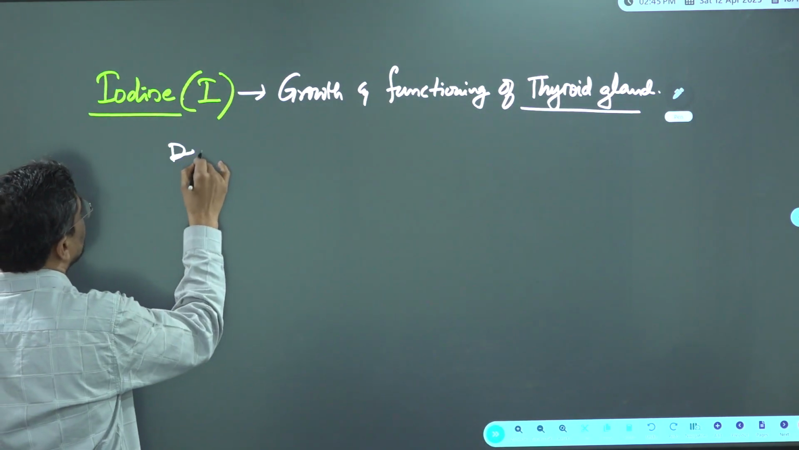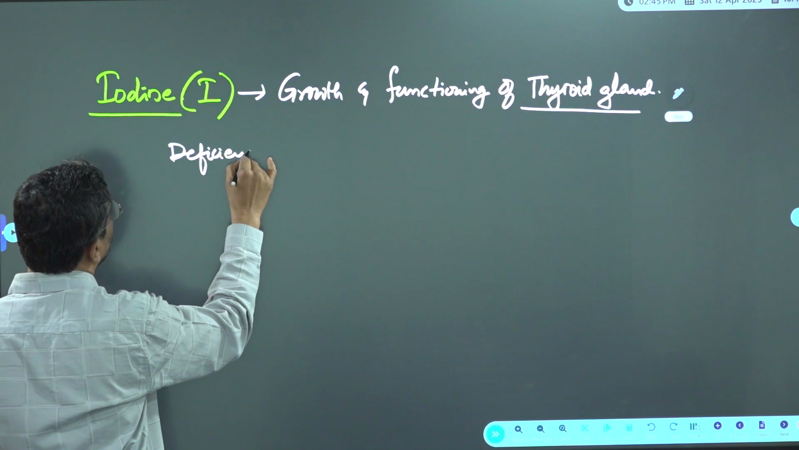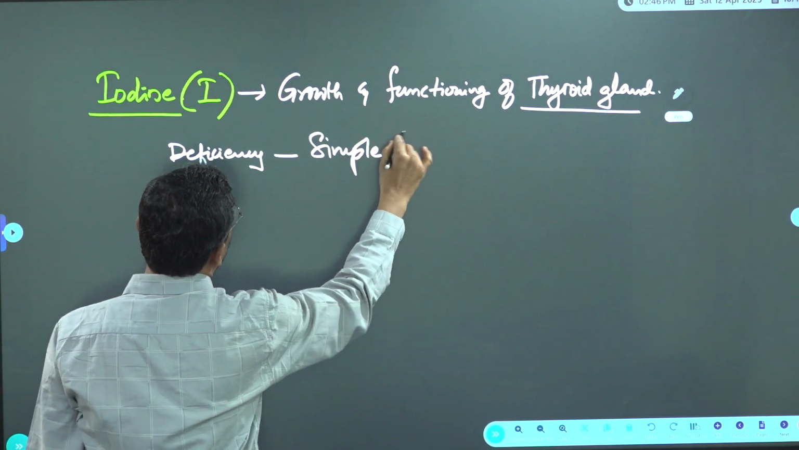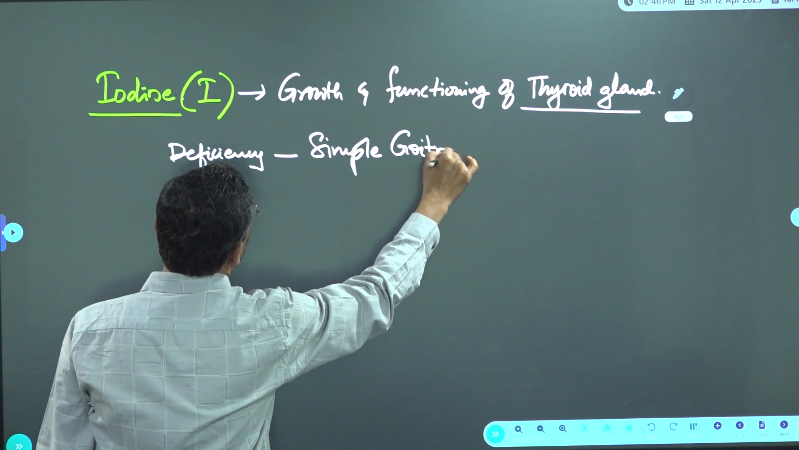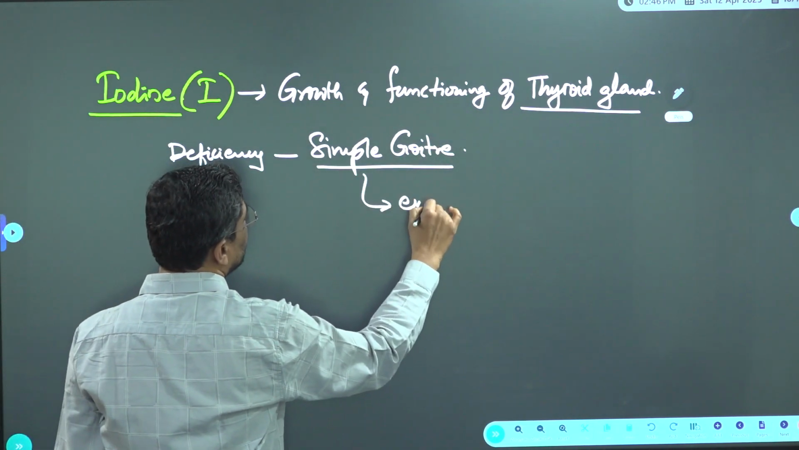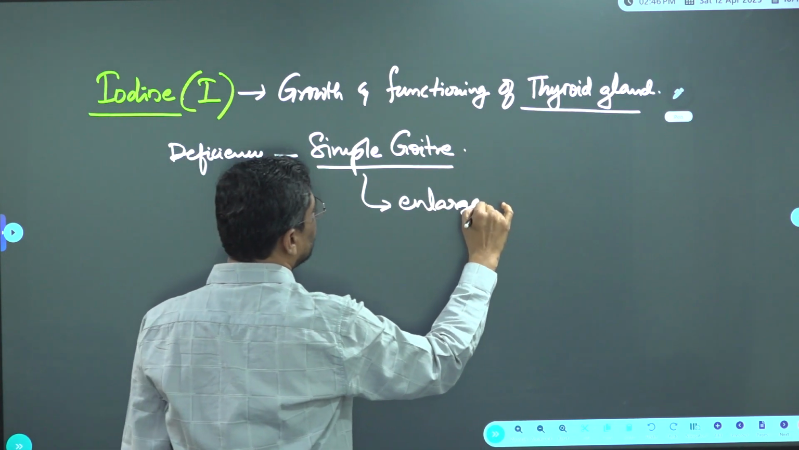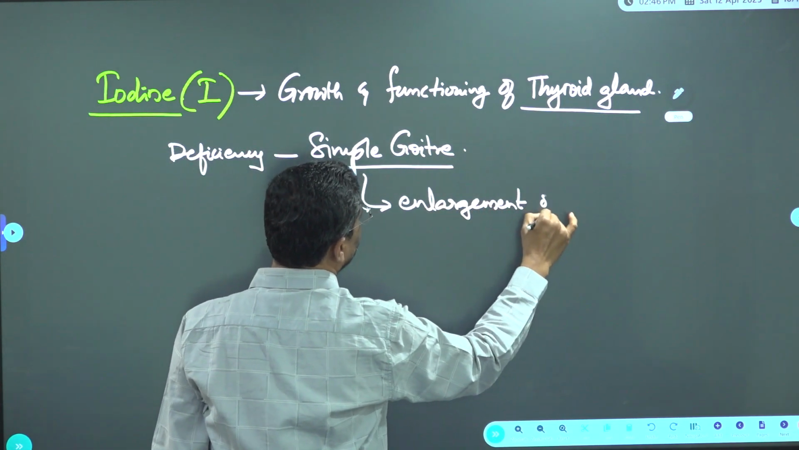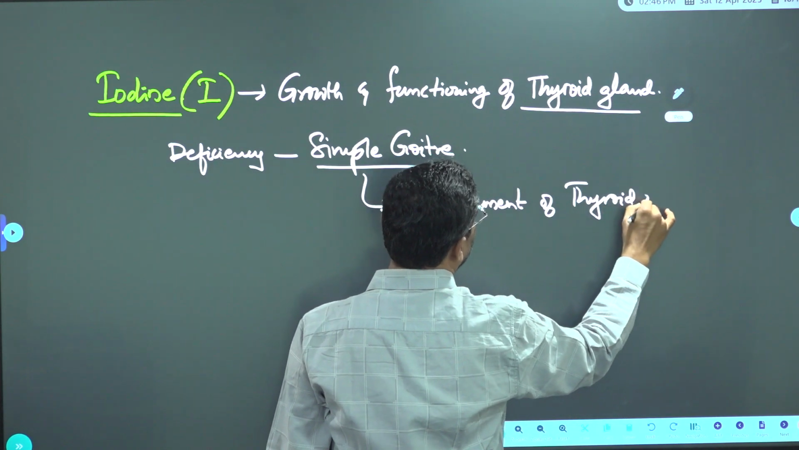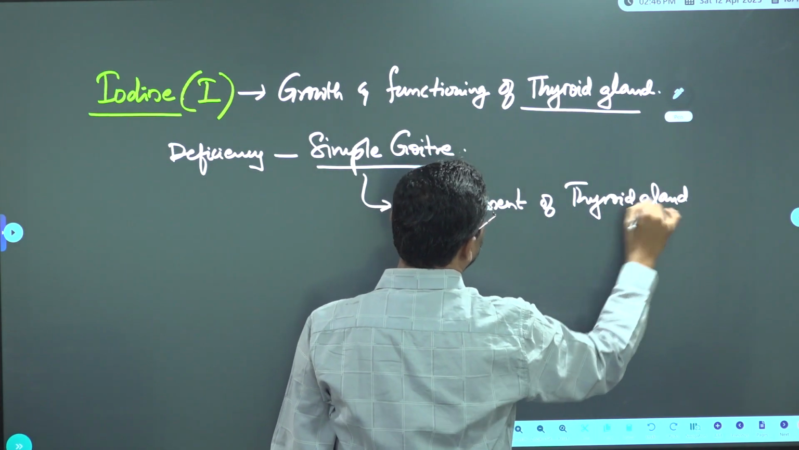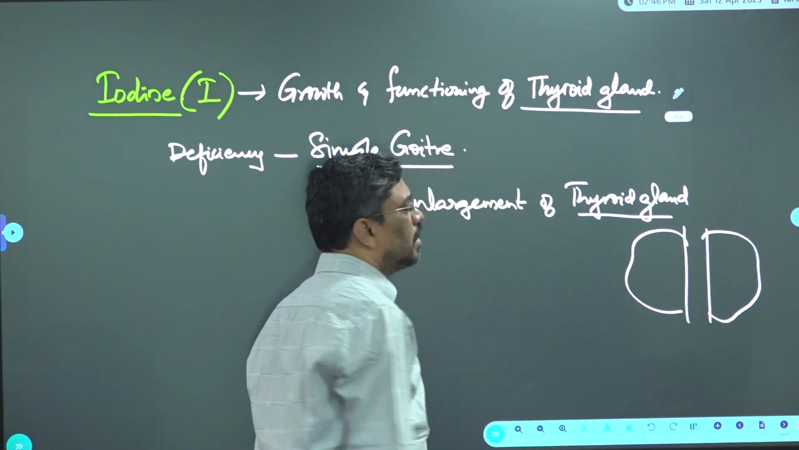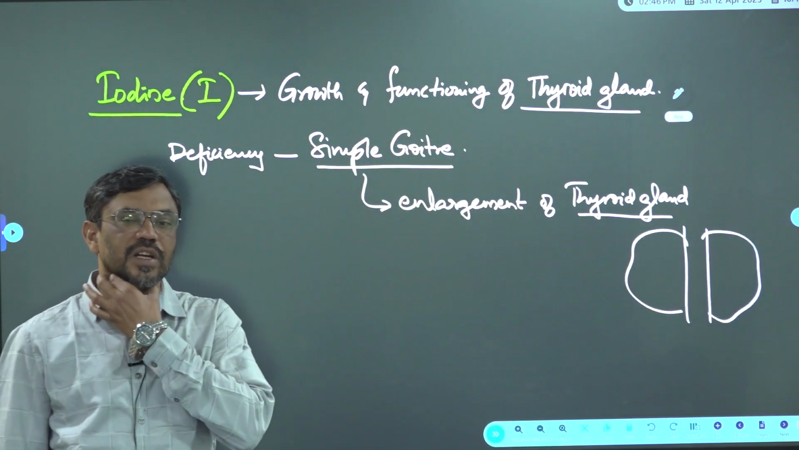So, deficiency causes simple goiter. Simple goiter means enlargement of thyroid gland. So what is thyroid gland? This thyroid gland is present on either side of the neck region like this. Okay, thyroid gland is present on either side of the neck region.